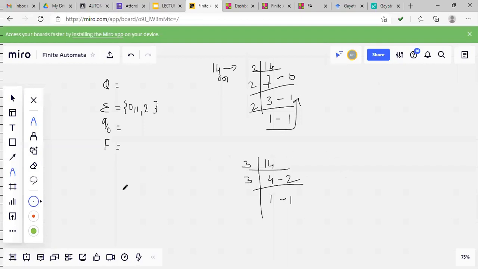Now, if I want to convert 1110, this is my binary number, right? And I want to convert this to decimal number. How do we convert a given binary number to decimal number? We'll give the power, right? 0, 1, 2, 3. 1 into 2 cube plus 1 into 2 square plus 1 into 2 raised to 1 plus 0 into 2 raised to 0. That is 14, right?